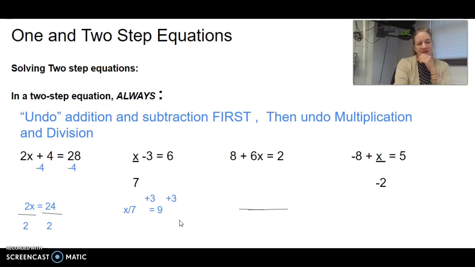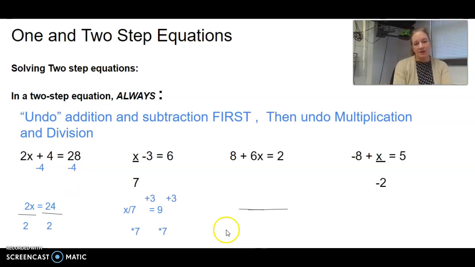X divided by 7, so that's division. The inverse of division is multiplication. So I'm going to multiply both sides by 7. Right? So now the 7's cancel and I'm left, oh, I did it again. Your answer is x equals 63. Okay? I'm not going to go back and fix this. So the answer to this one is x equals 63. So you're going to have to write that one down.